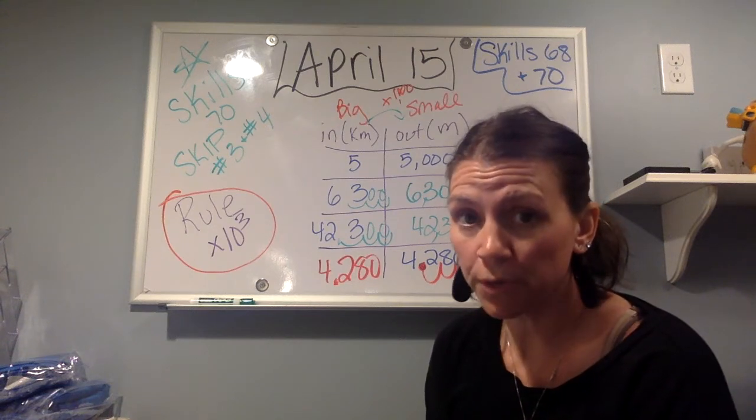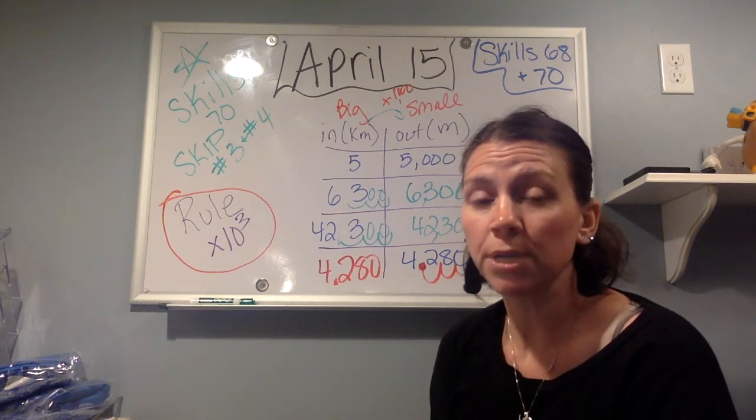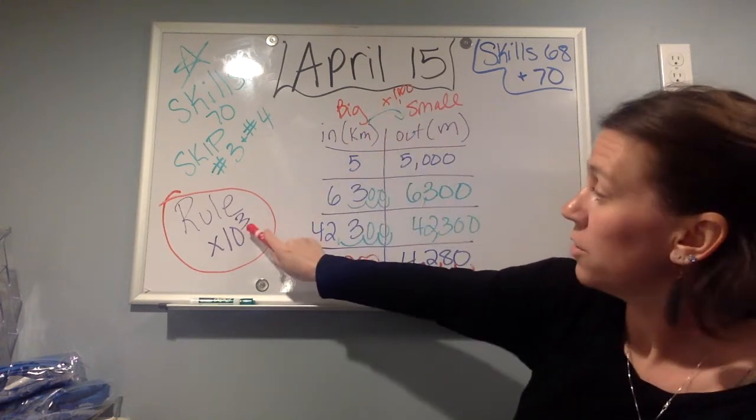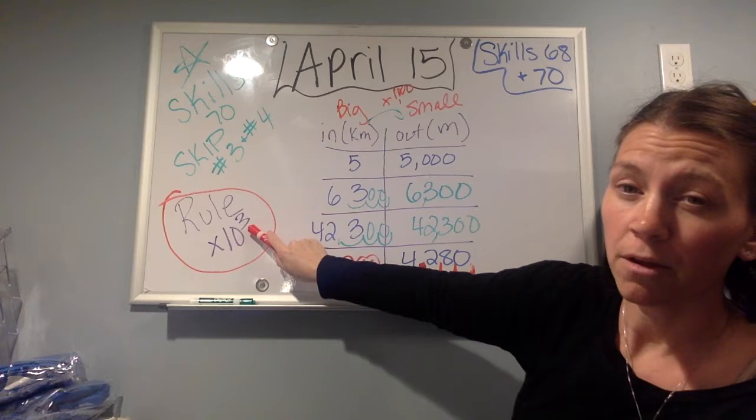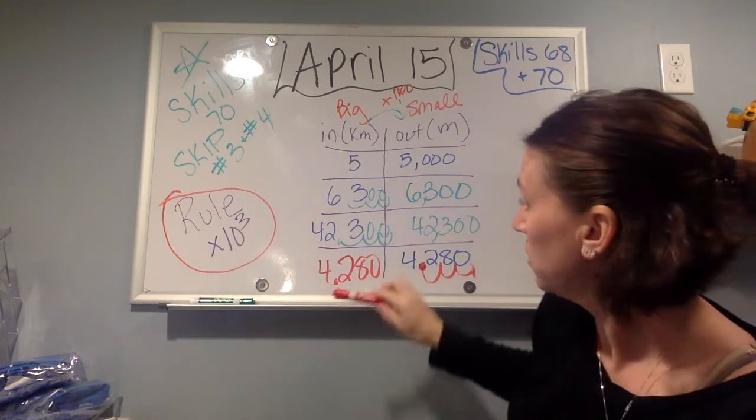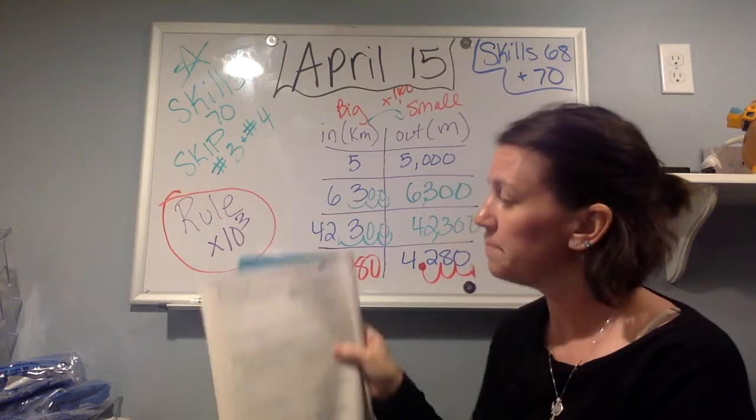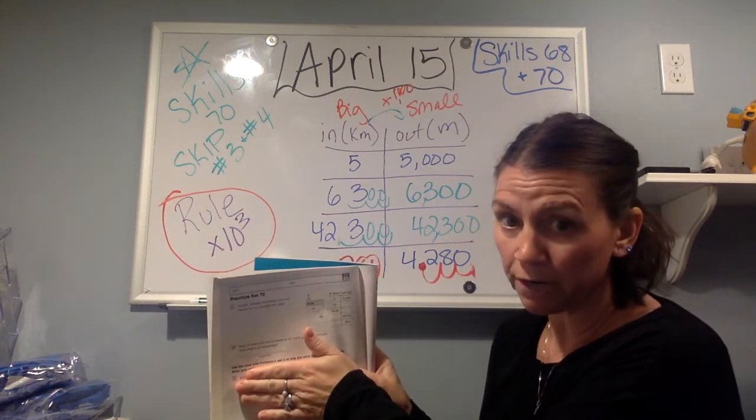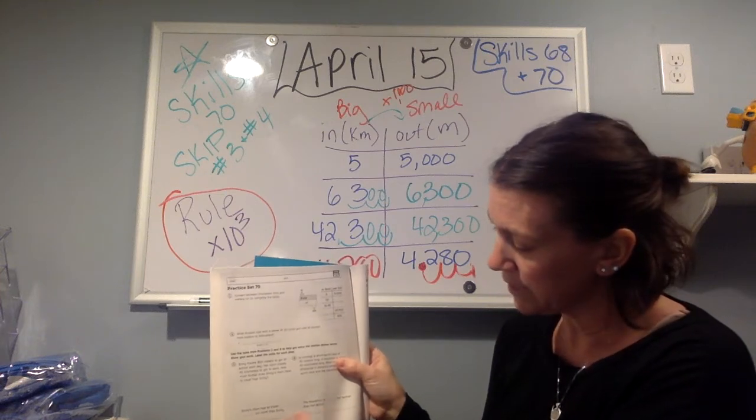It's also on the quiz on Friday. So you just need to make sure you know if you're going from big to small, we're multiplying by 10 to the power of 3. So we need to move that decimal 3 times. Okay, so practice set 70. You're going to do number 1 and 2, skip 3 and 4, and then 5, 6, 7, 8.